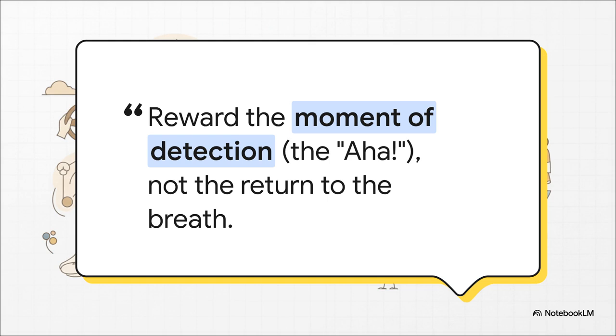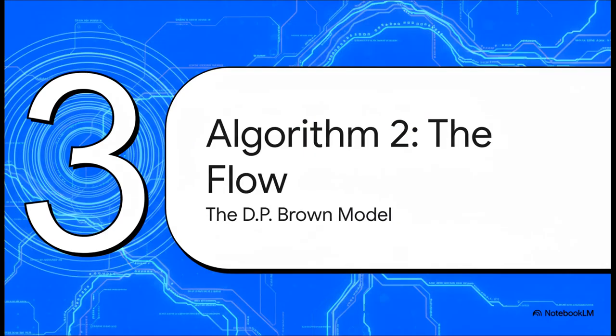You're training your brain's own monitoring systems to get faster and faster and faster at catching distractions. Okay, let's switch gears and look at a completely different operating system. This second algorithm, which comes from the work of Daniel P. Brown, is not about rewarding these little discrete moments. It's a continuous control loop. It treats attention like a real-time optimization problem that's always running.